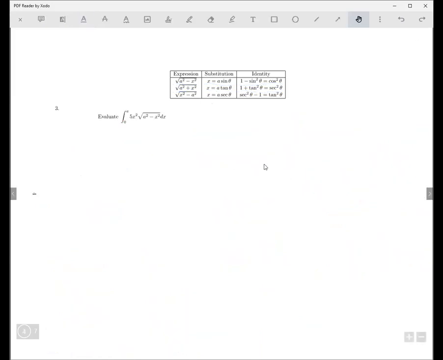Okay, let's go to number 3. Evaluate the integral from 0 to a of 5x squared times the square root of a squared minus x squared dx. Okay, this one is the top one. And here we have a's instead of a specific number. So we'll see how that goes.